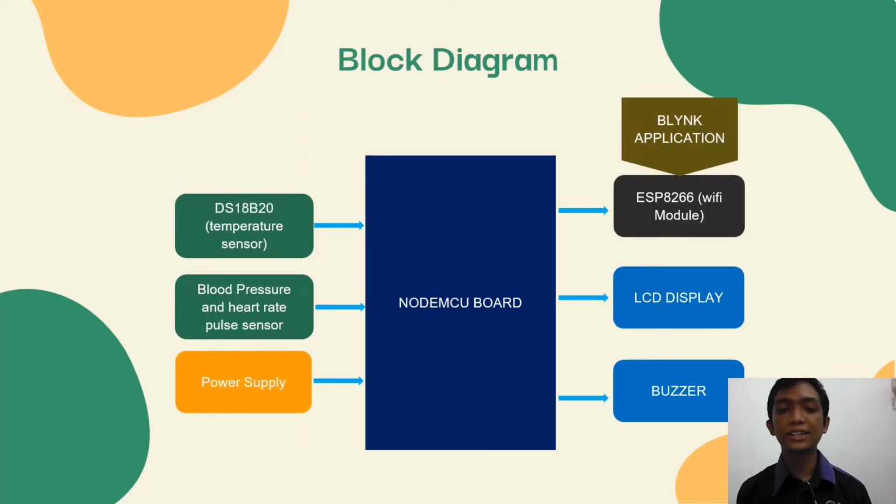As you can see here, the block diagram. First, the DS18B20 temperature sensor is connected to the NodeMCU, as well as the blood pressure and heart rate pulse sensor and power supply. Then from the board, it will spread to the ESP8266 Wi-Fi module that is linked with the Blynk application, and the LCD display and buzzer as the output.